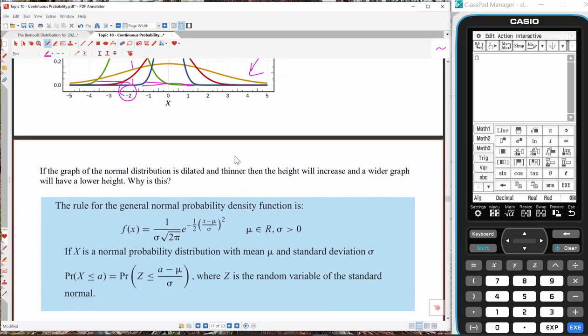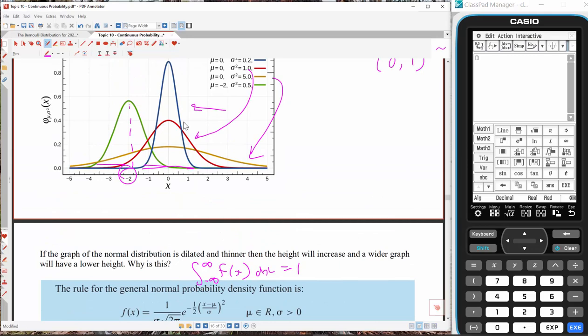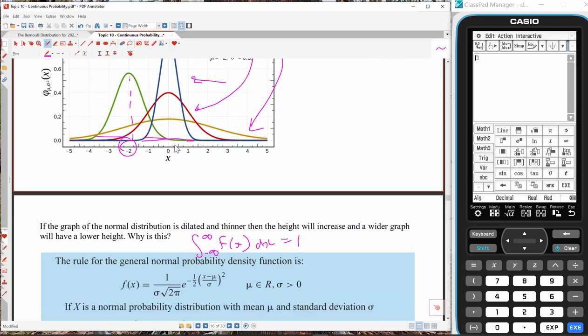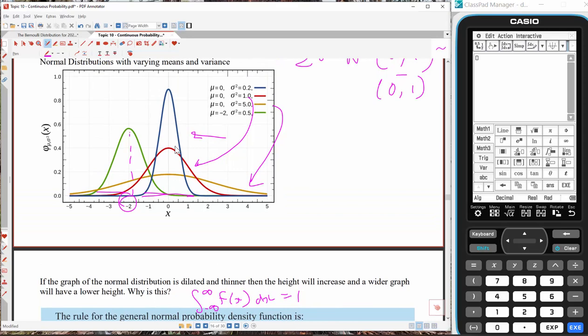Now, why is this? Well, because the area between negative infinity and positive infinity for the function has to equal 1 no matter what. So if I spread it out more, see this red one here, it's spread out more. What has to happen is, because I'm spreading it out more, the highest value has to come down, because the area under the curve always, at all times, has to equal 1. So if I dilate it, something else will give. It will always make sure that the area under the curve is equal to 1.